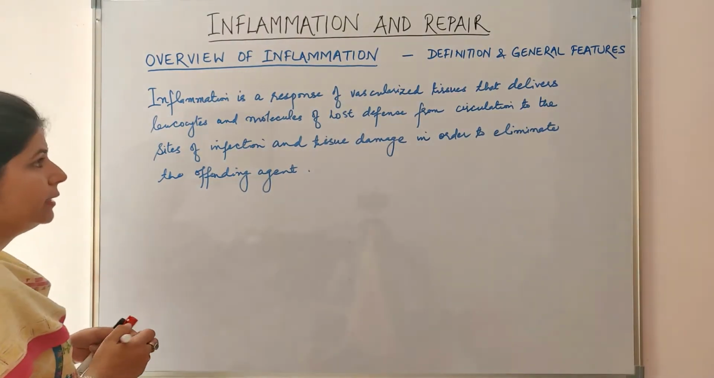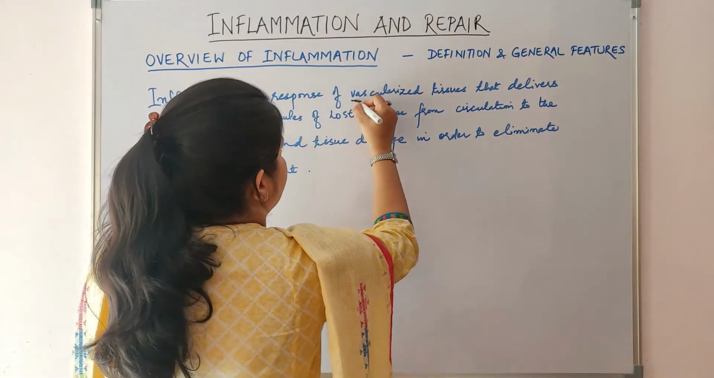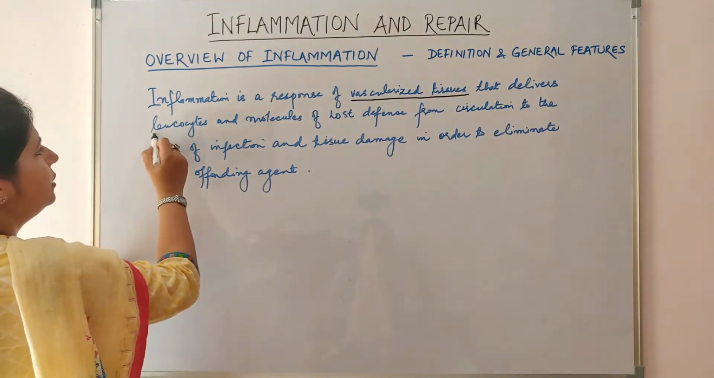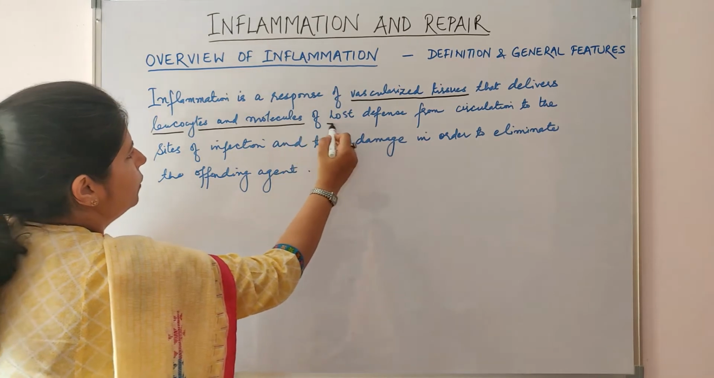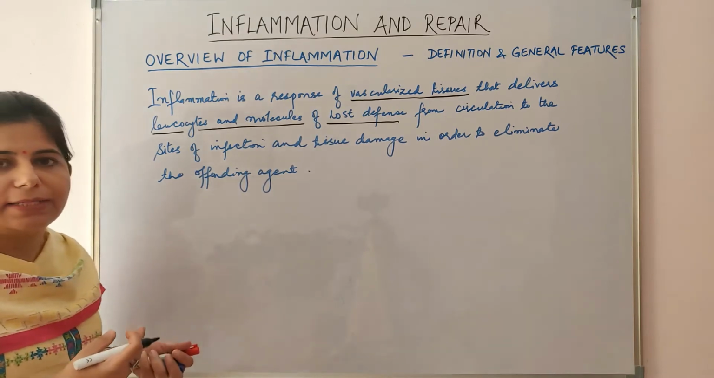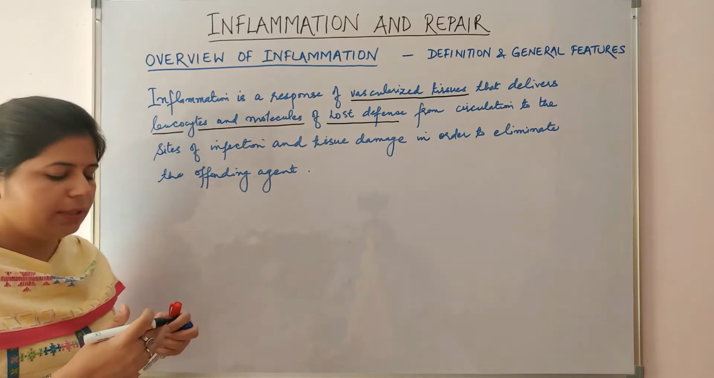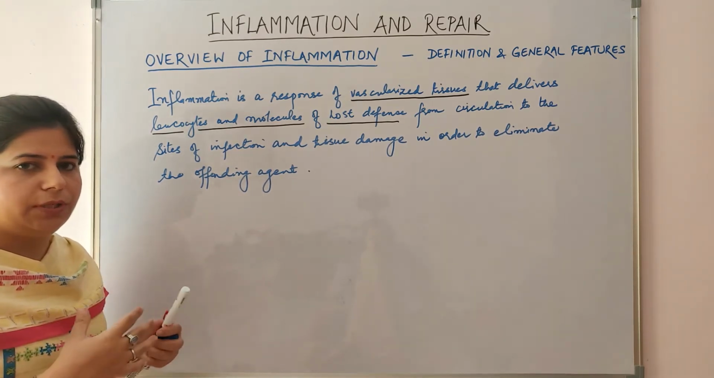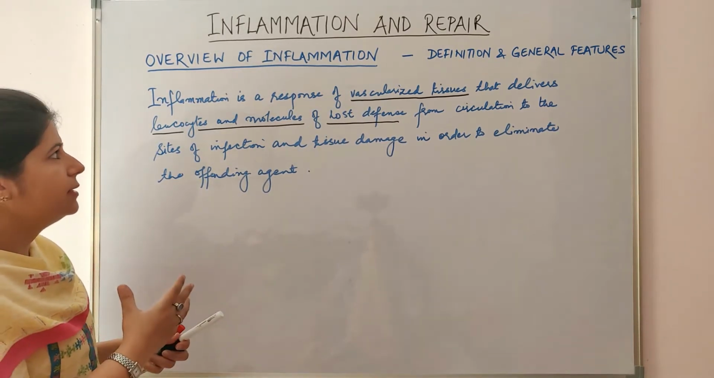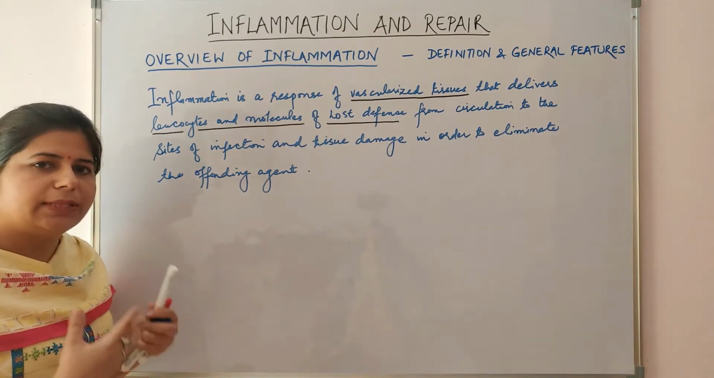So inflammation is a response of vascularized tissue. So the vessels play an important role in inflammation, that delivers leukocytes and molecules of host defense. So what are the mediators of inflammation? These are leukocytes, antibodies, complement proteins. These are normally present in the circulation, and whenever there is injury or infection or necrosis, these mediators of inflammation are rapidly recruited to that site.